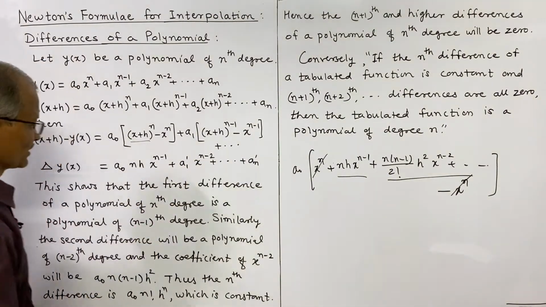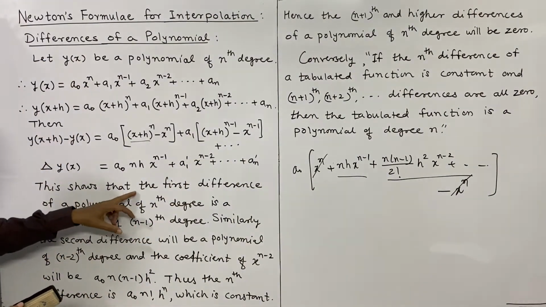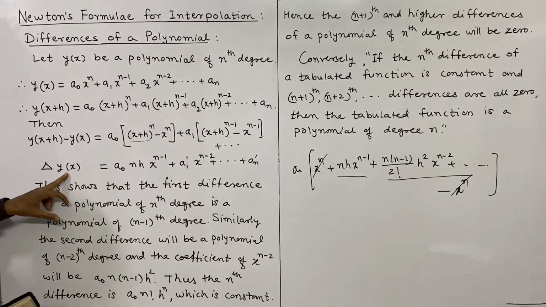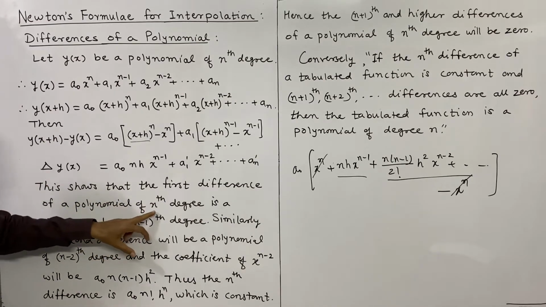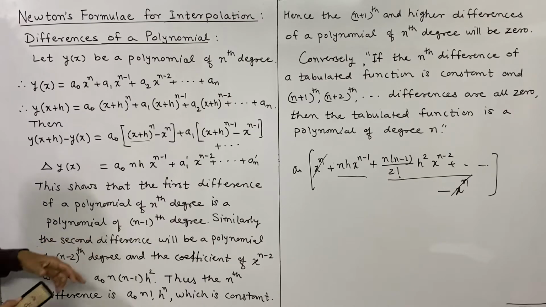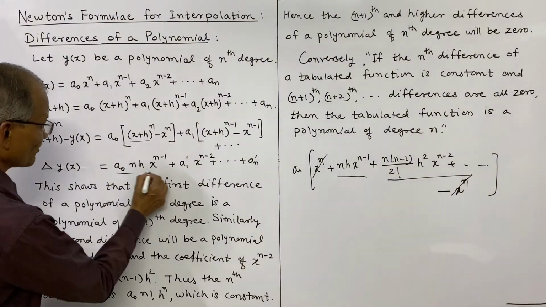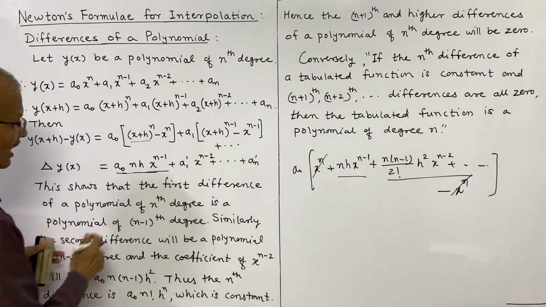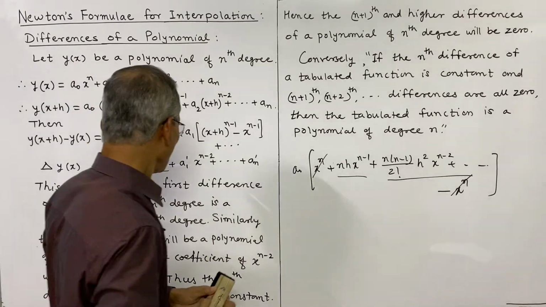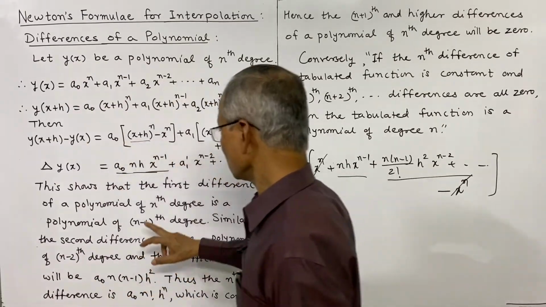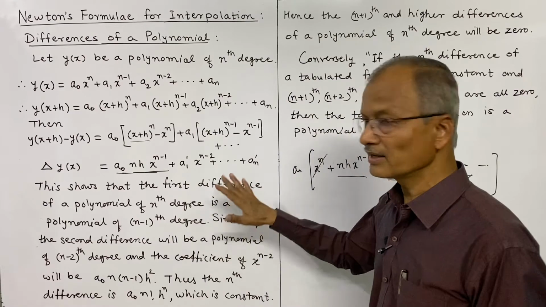And this shows that the first difference of a polynomial of nth degree is a polynomial of n minus 1th degree, the highest power is n minus 1, and therefore the first difference reduces the degree by 1.